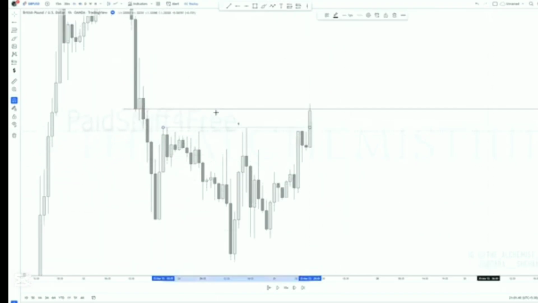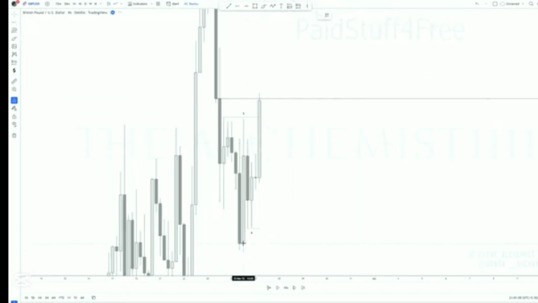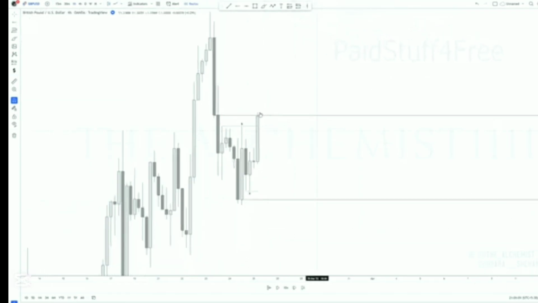Now look at this once again. This 4-hour rejection block was a 1-hour order block. Same exact thing. And what do we have in here? Equal lows, liquidity. And on this strong low, what's the point of interest you have? A rejection block once again. So I did not take the sell. I only took the buy.